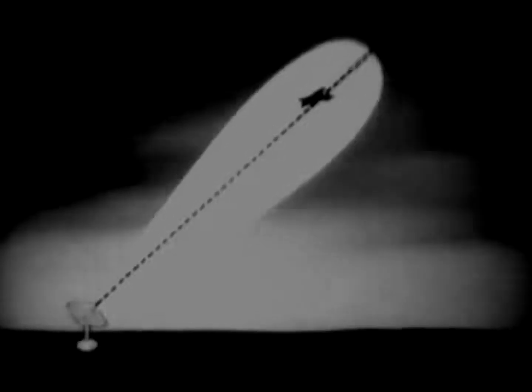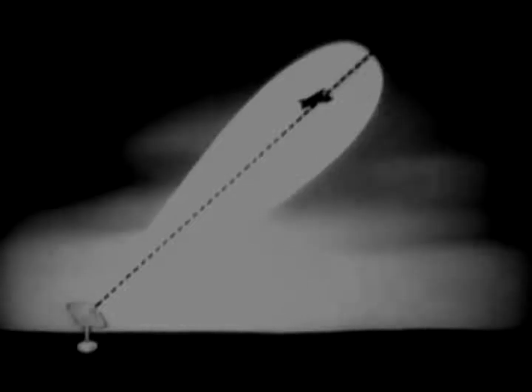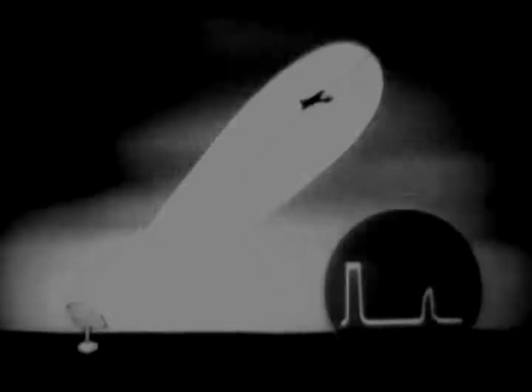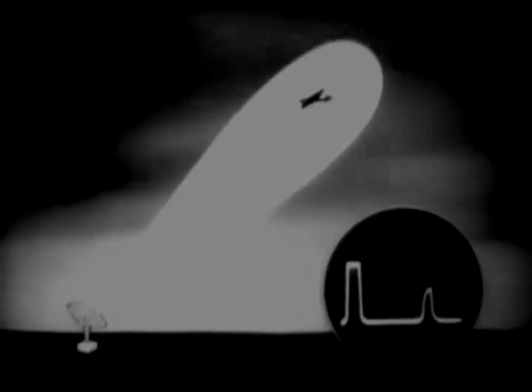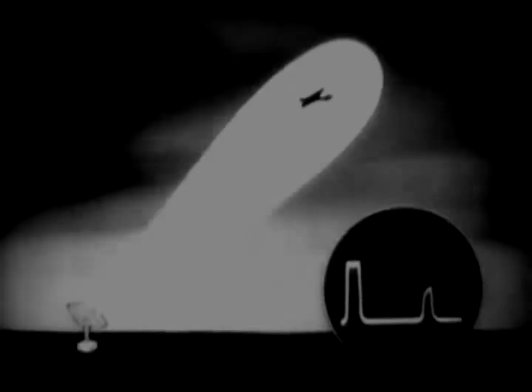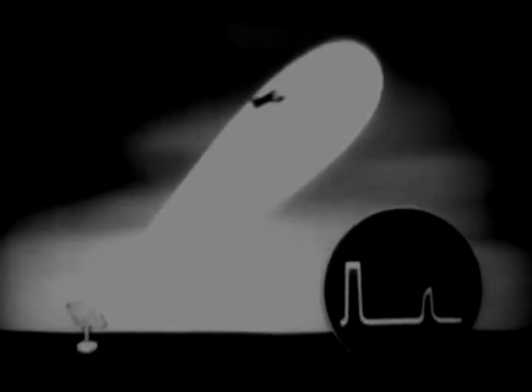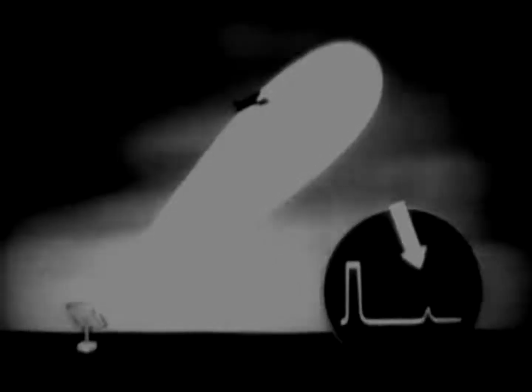Let's say we have a target in the center of the beam, where the intensity is greatest. The target will reflect a strong echo, and you'll get a good-sized pip on the scope. But if the target moves ahead of the beam to a point where the intensity is weaker, the echo will also be weaker, resulting in a pip that's barely visible.